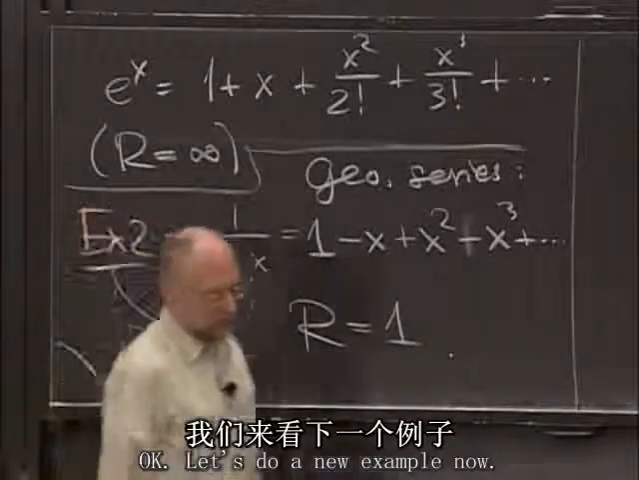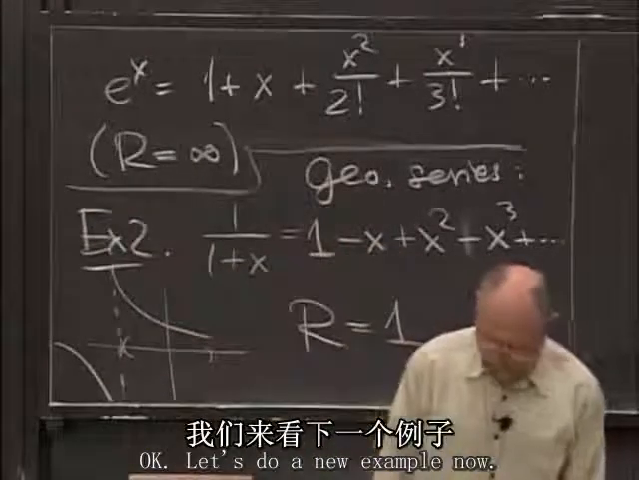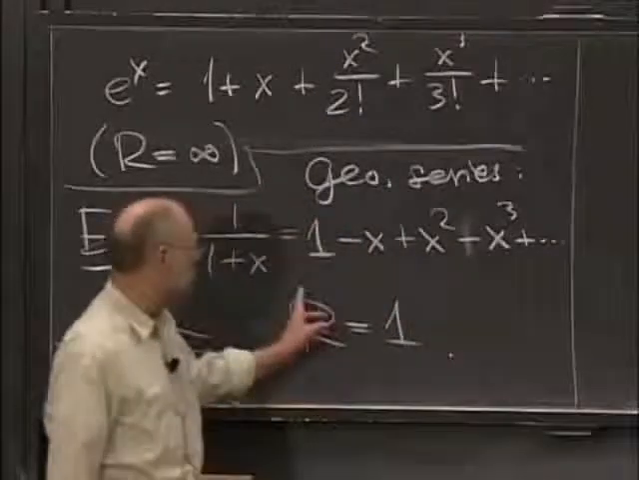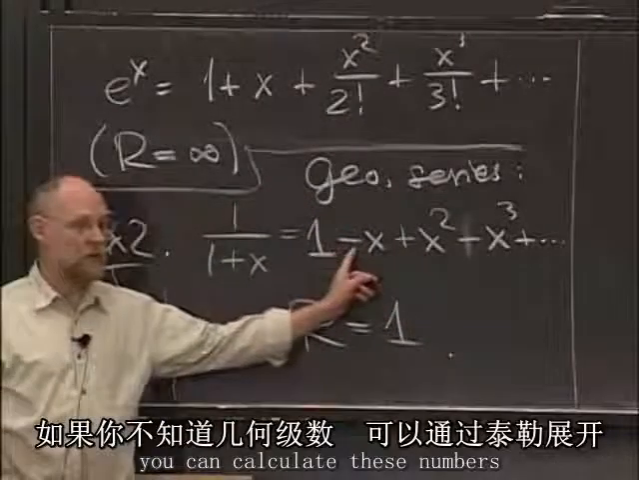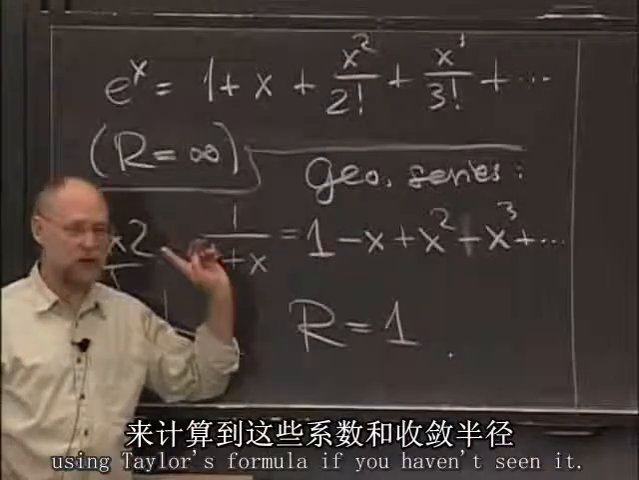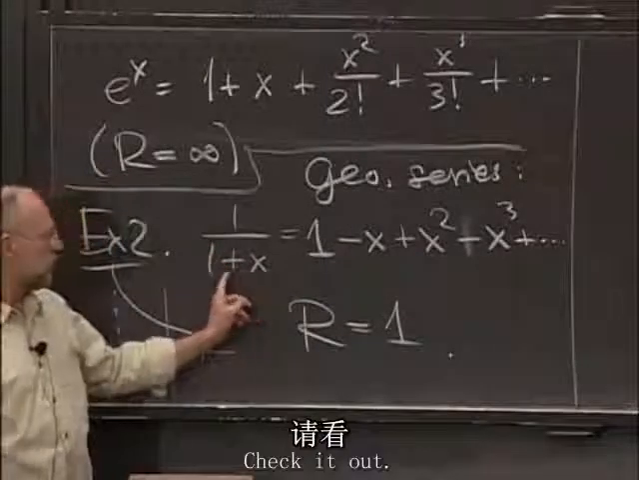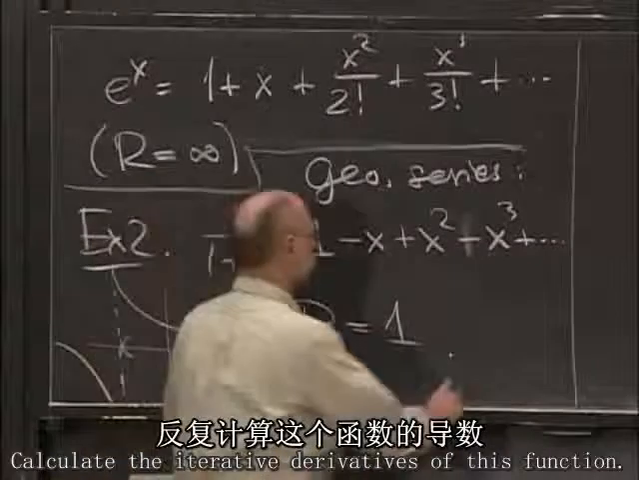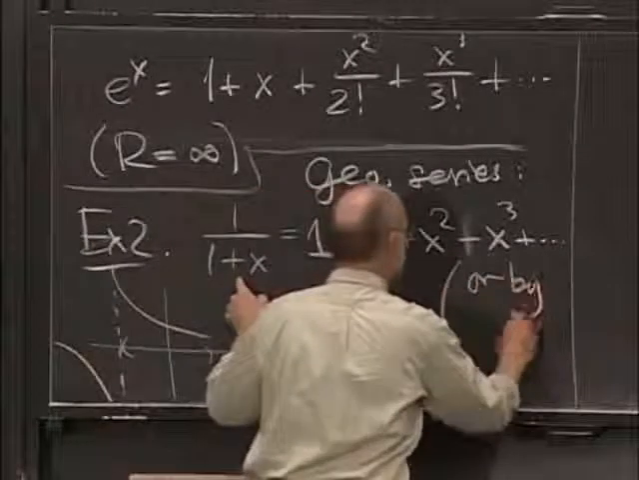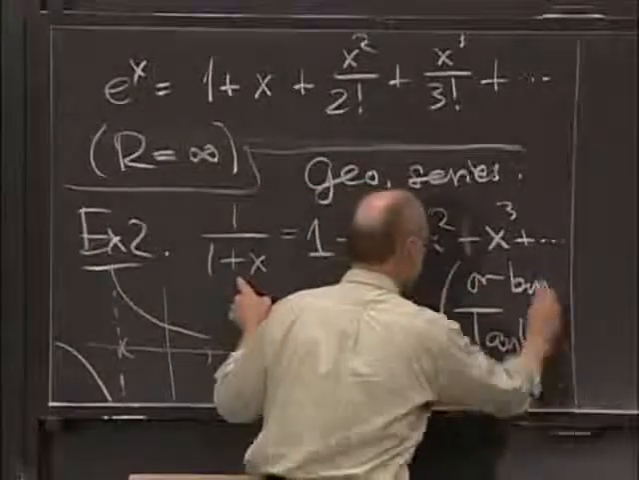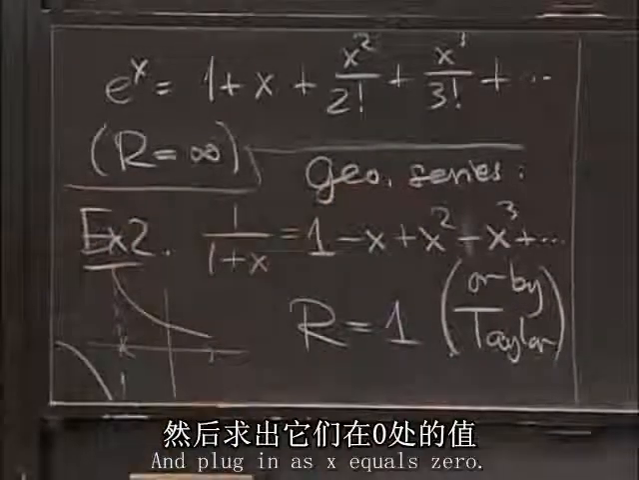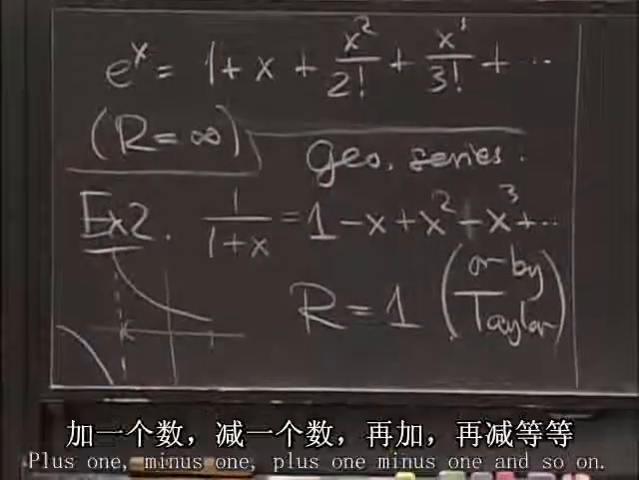Okay, so let's do a new example now. Oh, and by the way, I should say, you can calculate these numbers using Taylor's formula. If you haven't seen it, check it out. Calculate the iterated derivatives of this function and plug in x equals 0 and see that you get plus 1, minus 1, plus 1, minus 1, and so on.